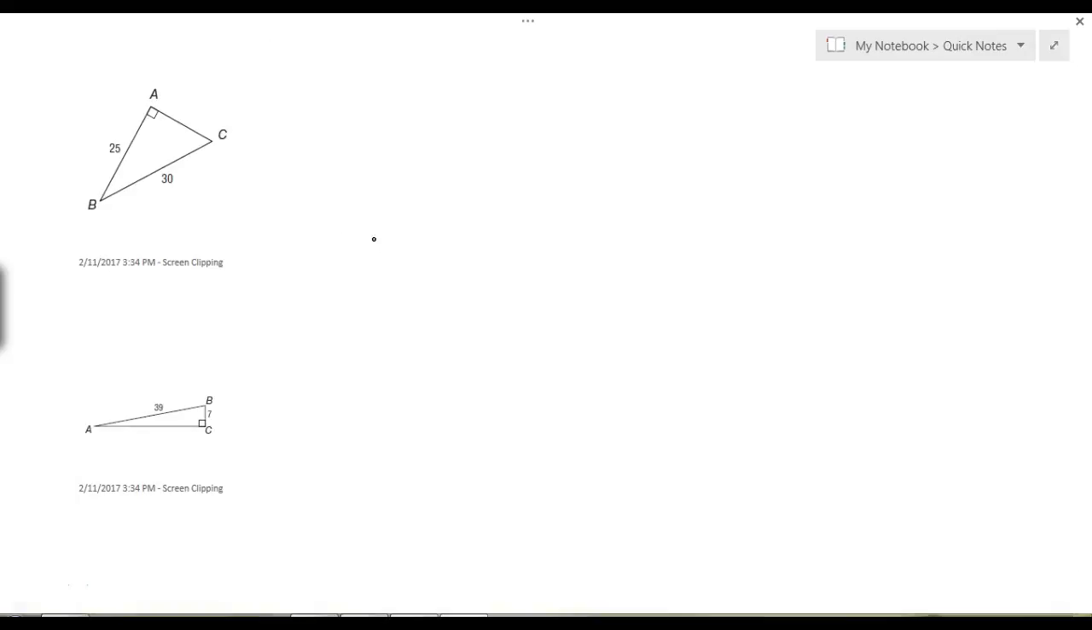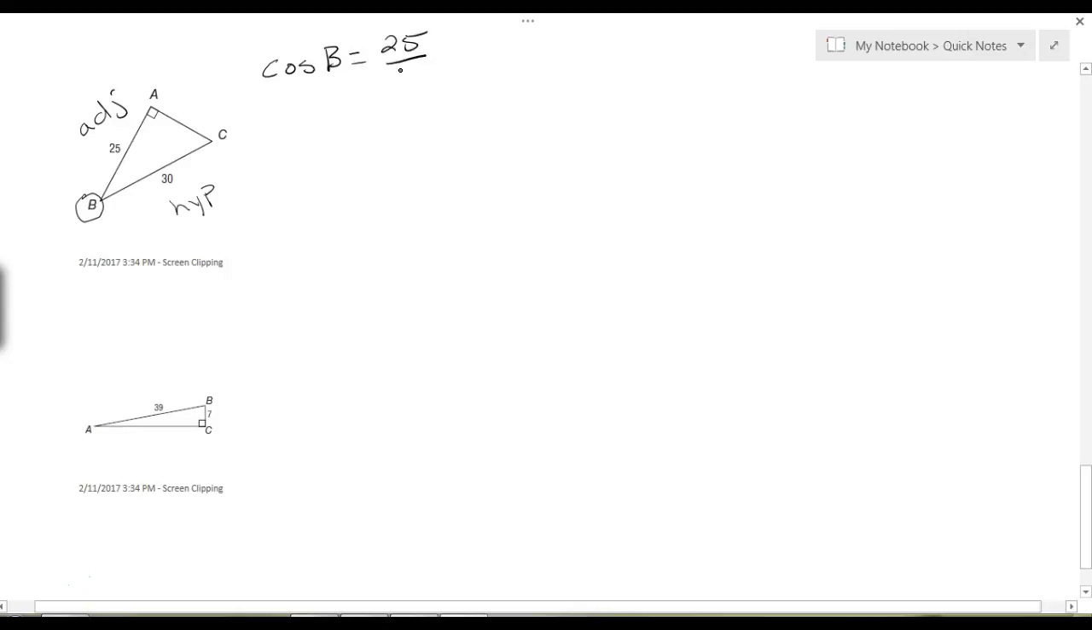Again, we're looking for angle B. So here we have the hypotenuse and we have the adjacent. And if we think about SOHCAHTOA, cosine is adjacent over hypotenuse. So our cosine of B equals 25 over 30. We'll apply inverse cosine to both sides, and we end up with the measure of angle B equals the inverse cosine of 25 over 30. So let's go ahead and put that in our calculator.